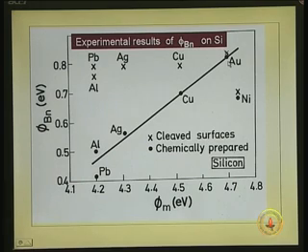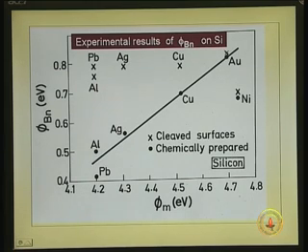Where does our theory stand now? Phi m minus chi, phi m we varied from 4.2 right up to 4.8. The barrier height was about 0.8, 0.8, 0.8, 0.8. So, this is where we have to work out. This is where the difficulty is in making ohmic contact and rectifying contact. You have problems because of this.